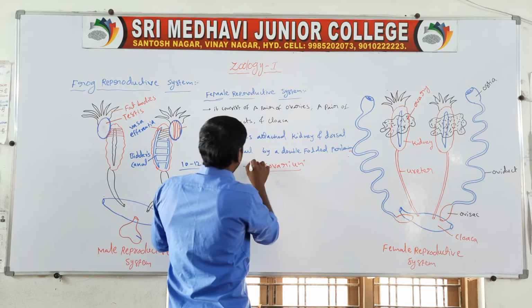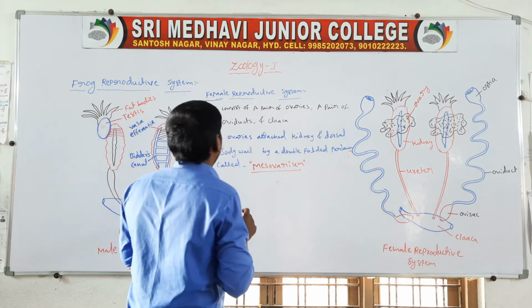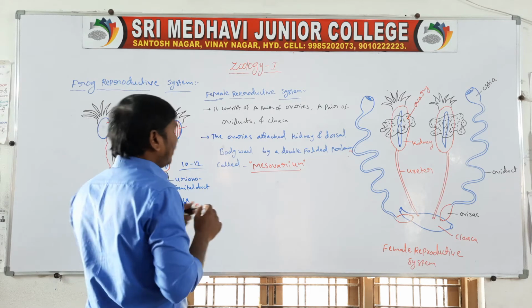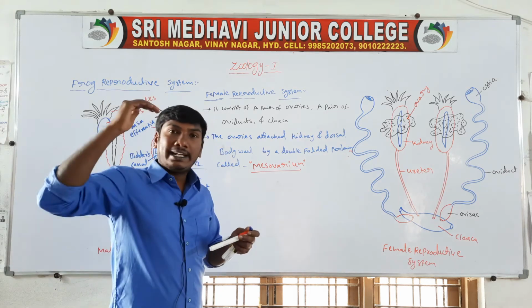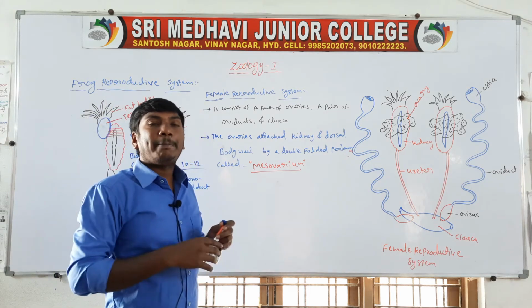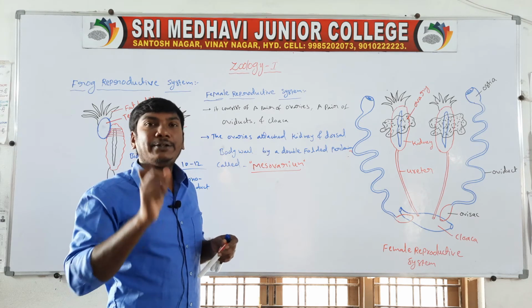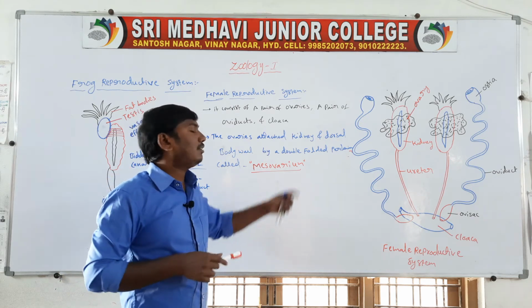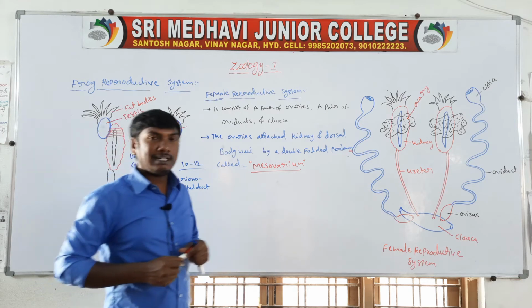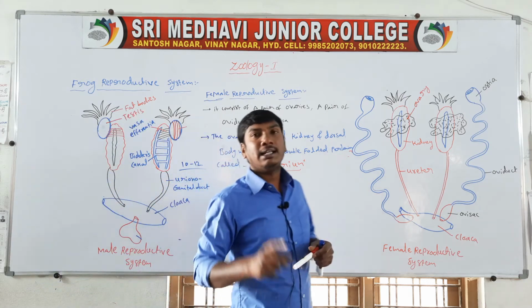Mesovarium. The double folded membrane is called the mesovarium. The ovaries attach to the kidneys and dorsal body wall through a double folded peritoneum membrane, which is called the mesovarium. This is a 2 marks question, very important.